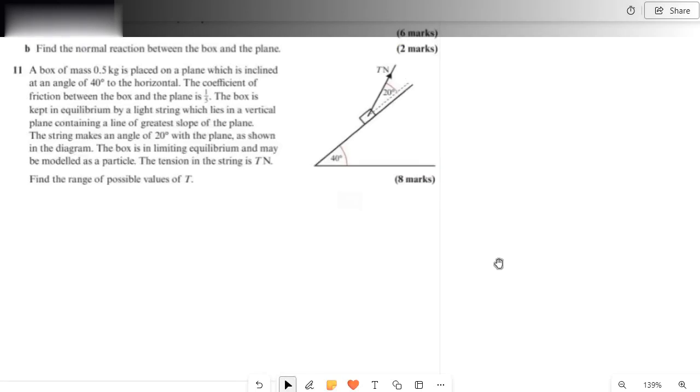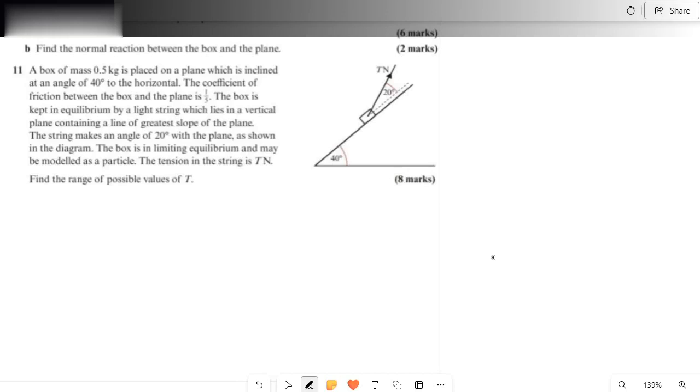For number 11, we have a box of mass 0.5 kg being placed on a plane which is inclined at an angle of 40 degrees to the horizontal. The coefficient of friction between the box and the plane is 1 by 5.